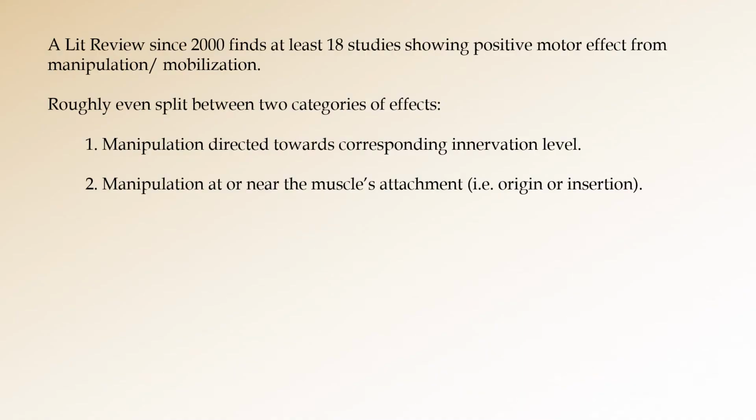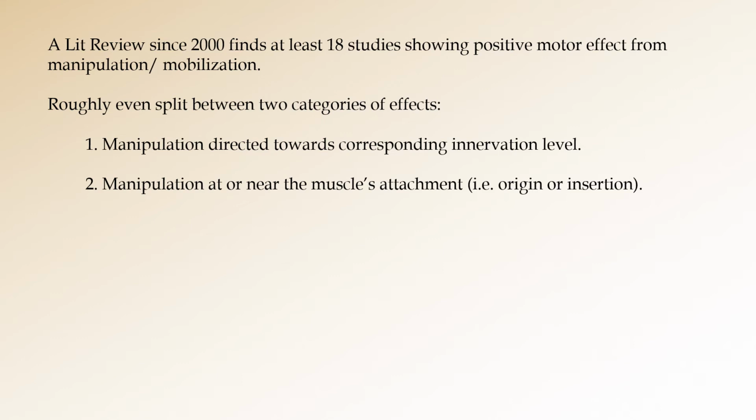And if it helps, there's a growing body of evidence that supports the use of manipulation as a valid tool in treating muscle inhibition. In performing a literature review going back to 2000, I pulled out 18 studies showing positive motor effect from manipulation. And I put these into 2 categories, and there's a roughly even split between the 2. The first category is what we discussed earlier, manipulation directed at a muscle's innervation level. So for instance, adjusting C5 to help the bicep.